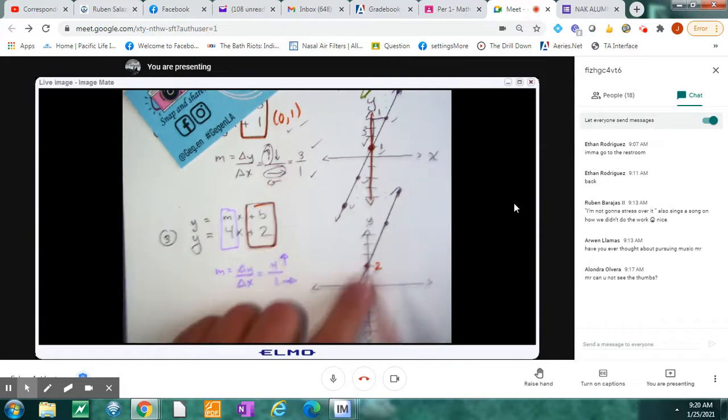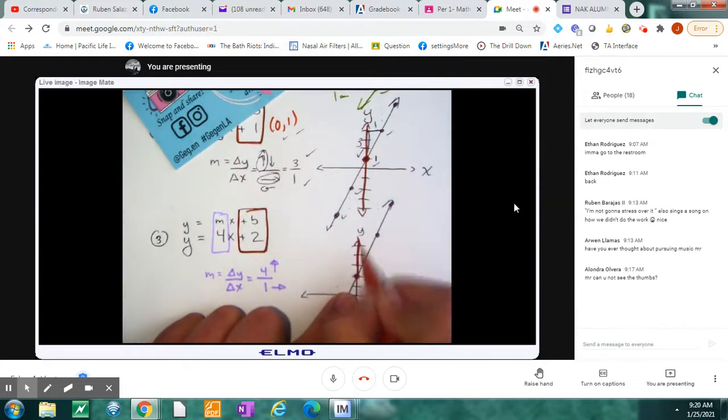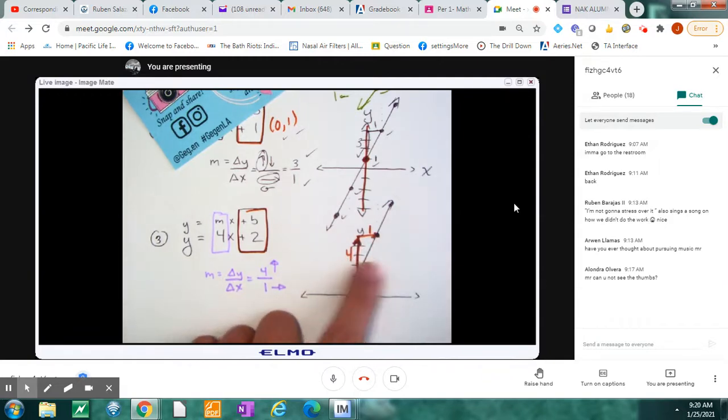So again, 4 over 1. 4, 1. So go ahead and do this. And then put a little arrow like that. Okay, that's it. 4 up, 1 to the right, and that's it, just once. All right, so that's where your 4 over 1 is. Okay? So that's number 3.